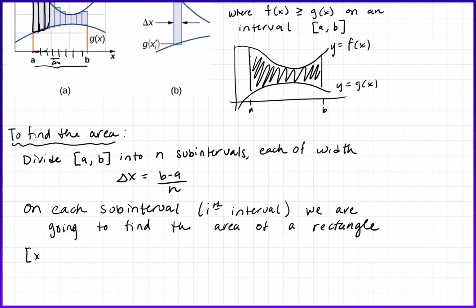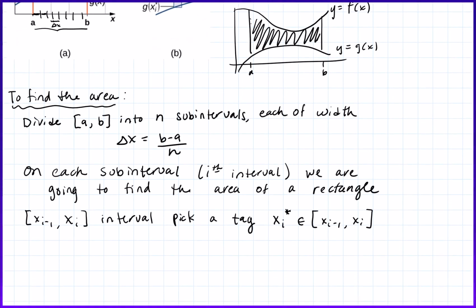So on the x sub i minus 1, x sub i interval, pick a tag. Going back to Calculus 1 when we do Riemann sums, a lot of times we pick the right-hand endpoint, sometimes the left endpoint or the midpoint, but it doesn't actually matter. I'm going to call that tag just x sub i star. Just pick any tag in that interval, x sub i minus 1 to x sub i. Then the area of the ith rectangle, that looks like the ith rectangle.